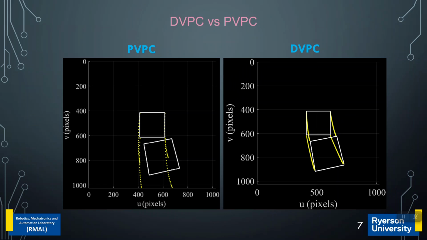On the other hand, in PVPC, due to having no direct control over the 2D visual features, they may leave the camera's field of view. This issue is resolved in DVPC due to having direct control over the 2D coordinates of the visual features.